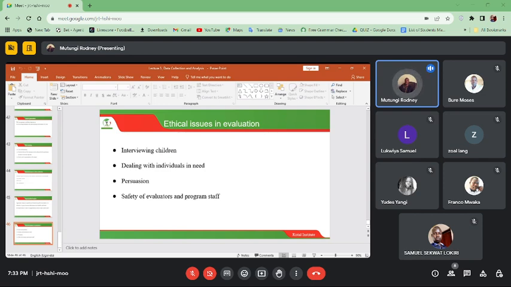So, in conclusion, we acknowledge that there are ethical issues in evaluation or conducting research. For example, interviewing children can be problematic, especially if you cannot get someone else to consent for them. And even when they consent for them, sometimes the children might not be willing to take part in those studies. So it is always an ethical issue. Then dealing with individuals in need: sometimes they are excluded from these studies, and yet they are supposed to be there.